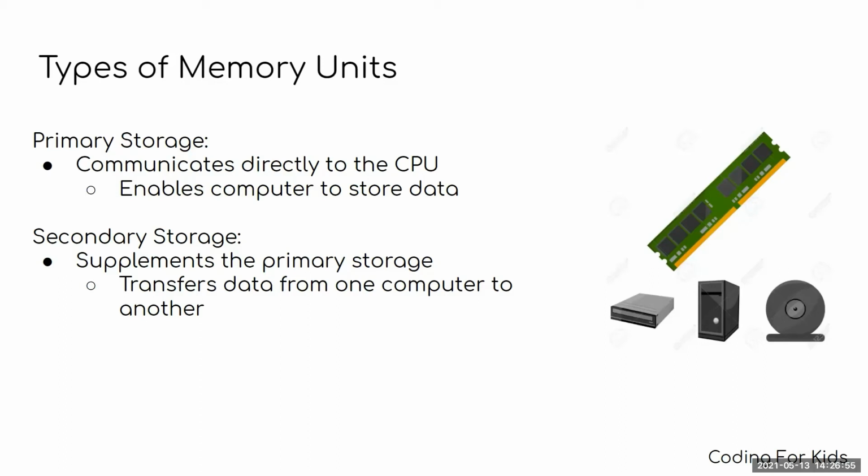You can kind of think of primary storage as the most important. It's like the boss, I guess. It communicates directly with the CPU. And the secondary unit, it's like a helper for the primary storage.